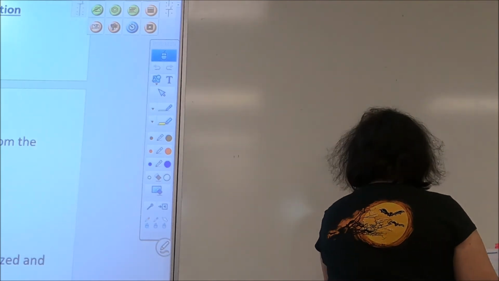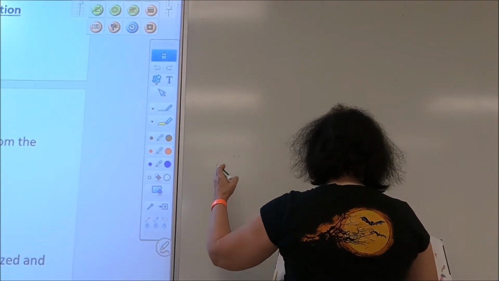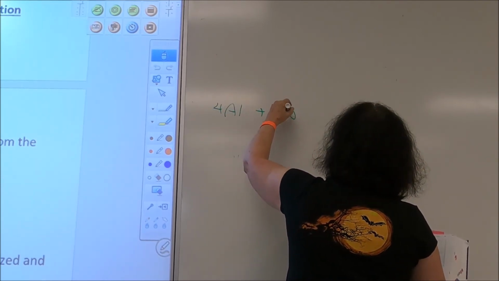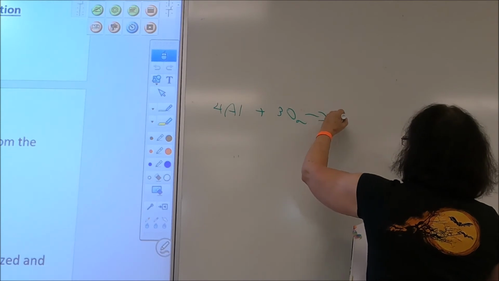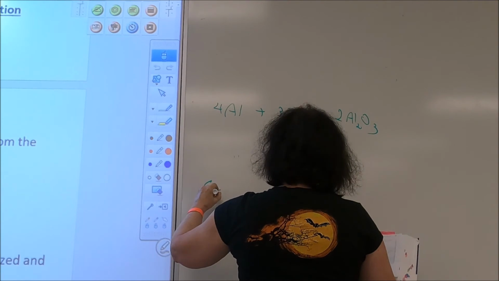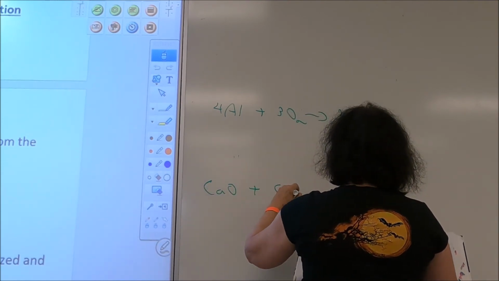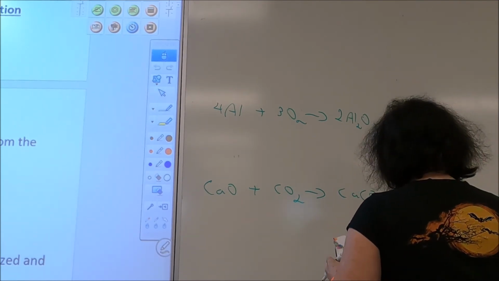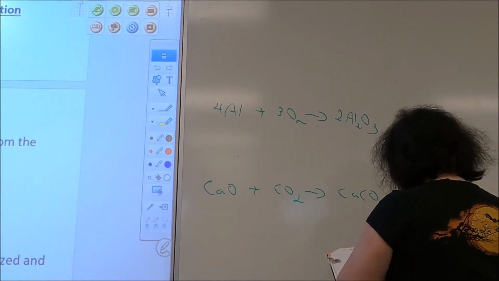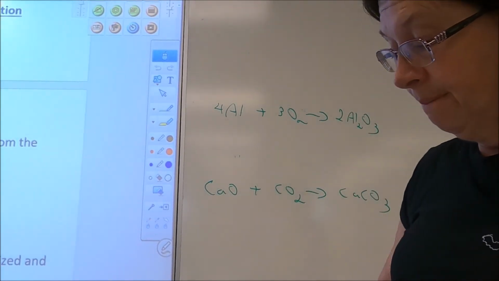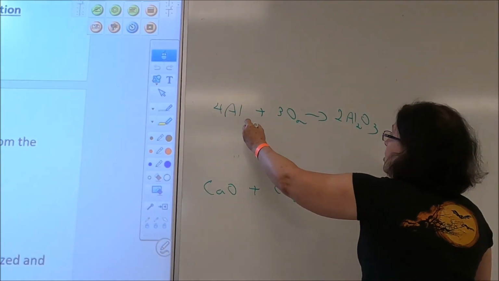And we're going to look at a couple of reactions here. 4 aluminums plus 3 oxygens going to 2 aluminum oxides, and a calcium oxide plus carbon dioxide going to calcium carbonate. Well, let's just do these 2. Okay? Aluminum here is pure.